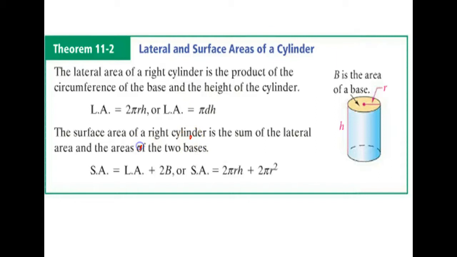A cylinder. There are two formulas. Write down whichever one you want. You can use this one since it's the same they use in surface area, or you can use this one. Basically, the lateral area is the circumference times the height.